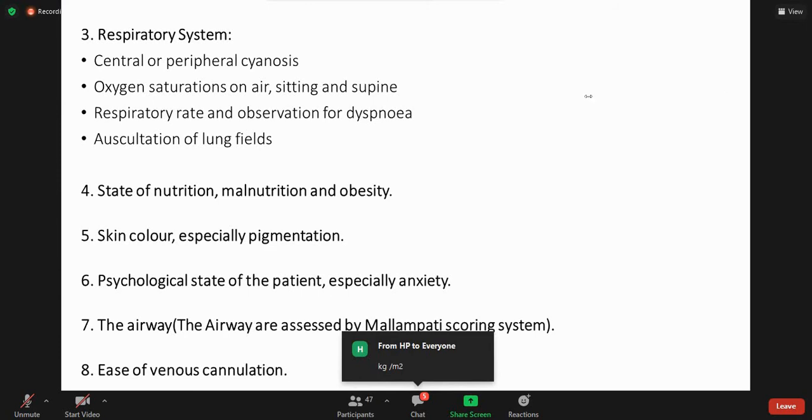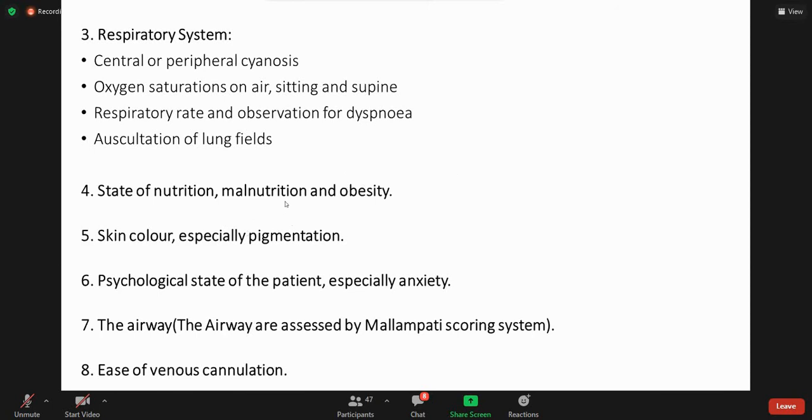सेंटीमीटर में नहीं, मीटर में होता है, मीटर स्क्वायर. Weight in kilogram divided by height in meter square. Good. So what is the normal range of BMI? (18 to 24). Good. ठीक है. So we will have to evaluate. We will have to state the nutrition and the malnutrition and obesity. We'll have to evaluate the BMI of the patient.